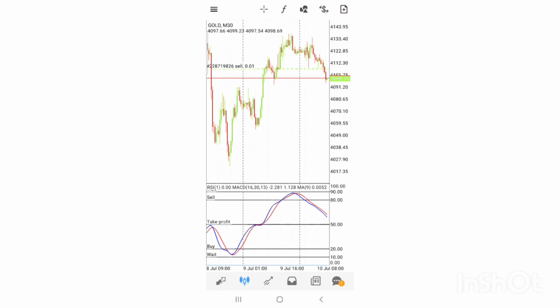Okay guys, so this is the MACD line that we just added with red color. You can see we are about to hit our take profit at level 50 gold this morning. So this is a very wonderful trade. So you go again on the F sign here. We are going to add another indicator, guys.